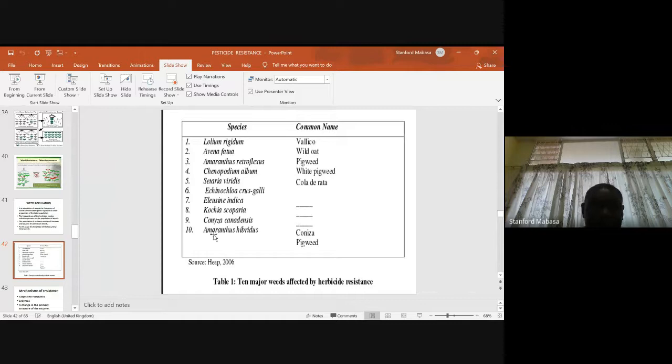So these are some of the major weeds which have been found to be resistant in some areas.